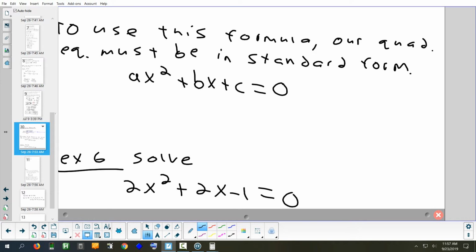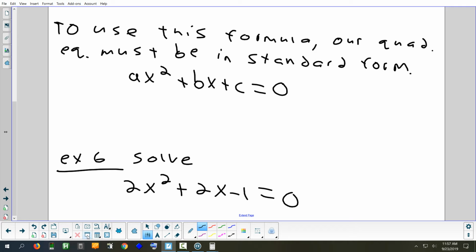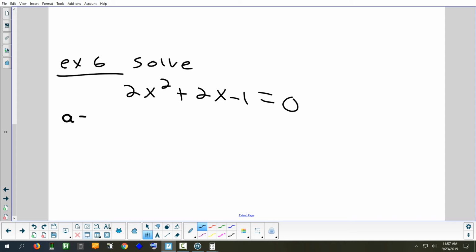Okay, let's try this one. Then we have one word problem, and that's it. So, is that equation already in standard form? Yes. What's A? 2. B? 2. C? -1. Just fill in A, B, and C into the formula.